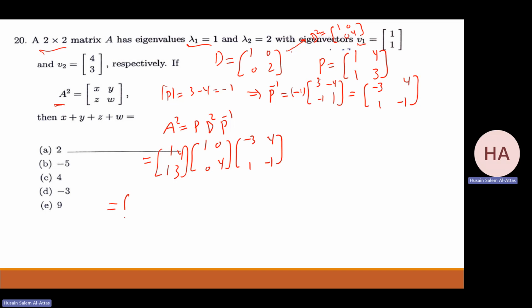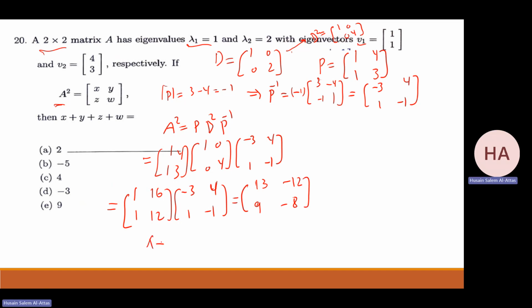Hopefully I did not make a mistake in the calculation. Okay. So I have 1, that will be 16, that is 1, that is 12 times this. So I have what? Minus 3 plus 16, that will be 13. 4 minus 16, that's minus 12. Minus 3 plus 12, that is 9. 4 minus 12, that is minus 8.